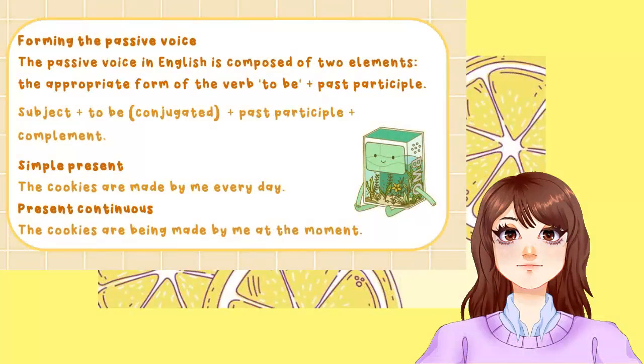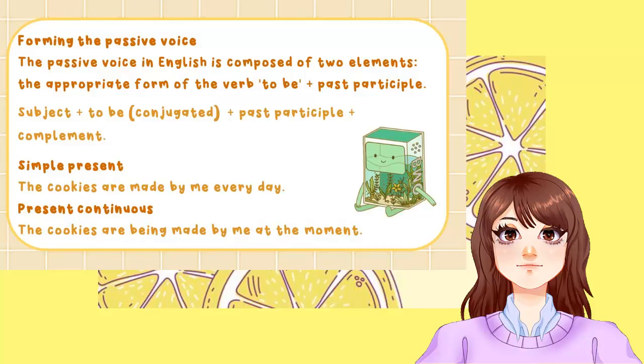Forming the passive voice. The passive voice in English is composed of two elements: the appropriate form of the verb to be plus past participle. The structure usually is subject plus to be conjugated plus past participle plus complement. For example, in the simple present: the cookies are made by me every day.